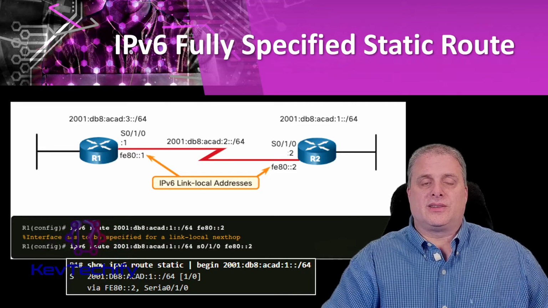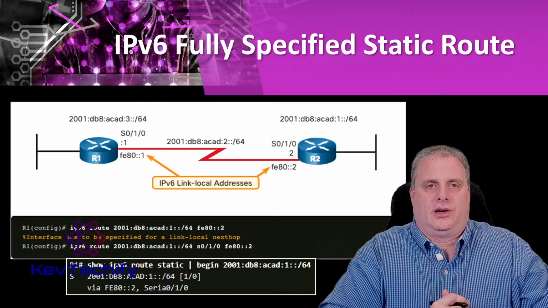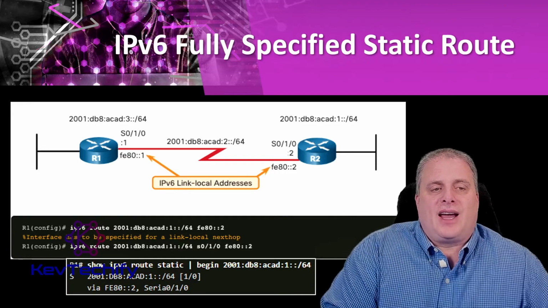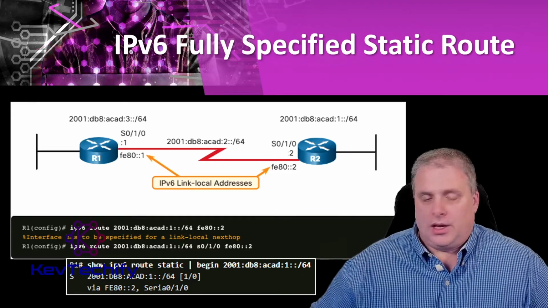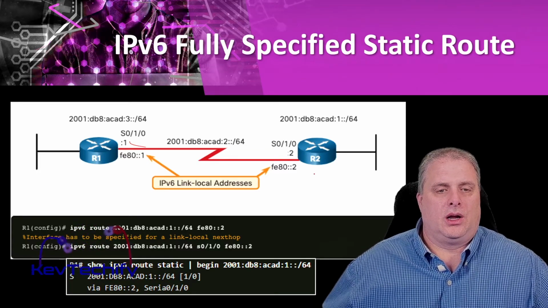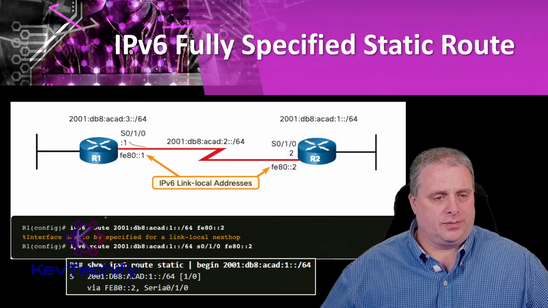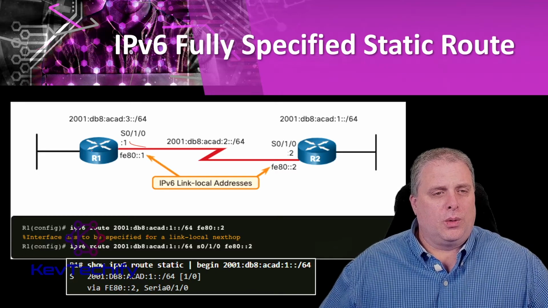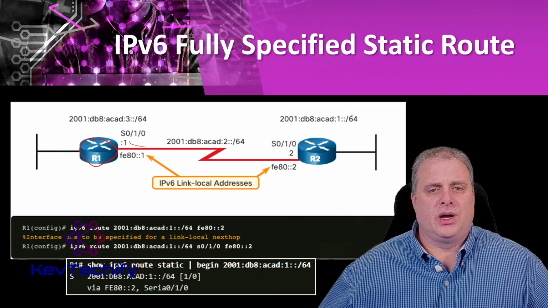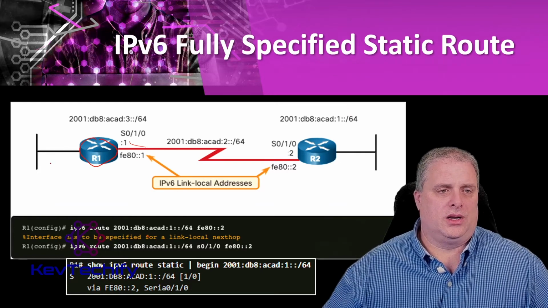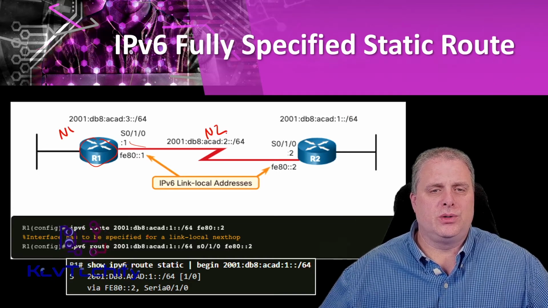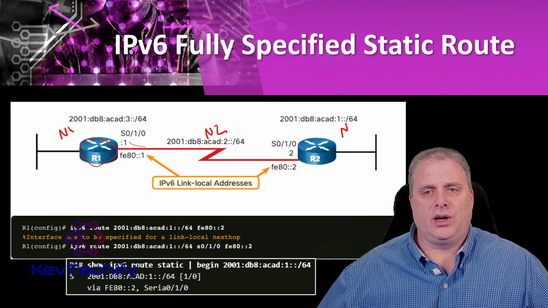IPv6, there's a little bit of a twist here when we put in our IPv6 fully specified address. In this example here, we have R1 to R2, and we want to forward traffic to this far right network. And so we've got three networks. This is network 1 here, this is network 2, and then we have network 3 over here.